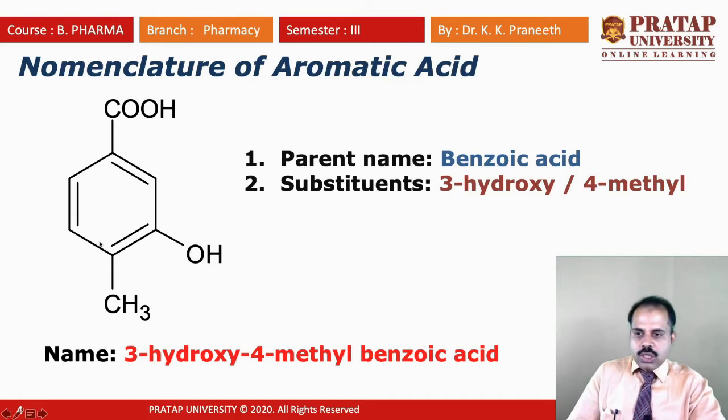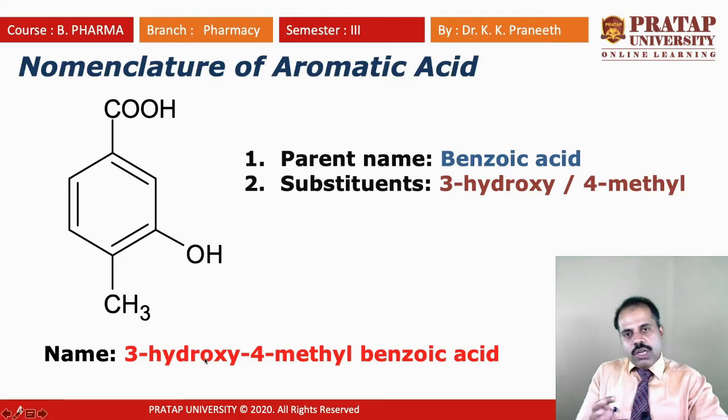For example, if the hydroxy group is here, then we can put the numbers 1, 2, 3 this way, because in this case the hydroxy position is on this side. So you have to put the number on this side. Whenever the substitution comes first, you have to number from that side. So this is how you have to name. First you need to find the parent name of the compound. Then you can add the substitutions like 3 hydroxy or 4 methyl. So the name of this is 3 hydroxy 4 methyl benzoic acid.